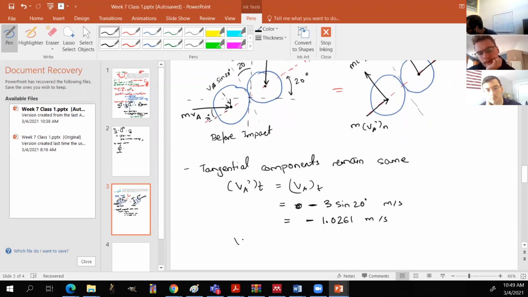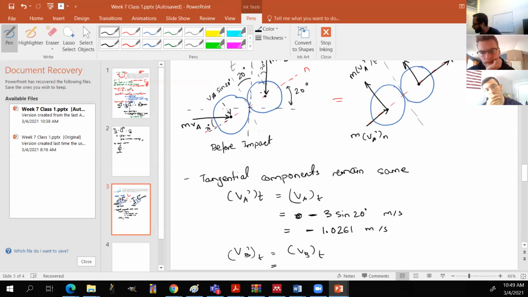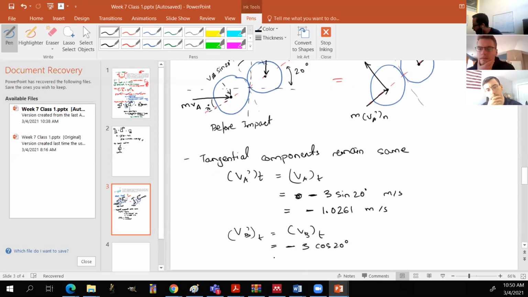All right, similarly, for VB prime tangential, it's going to equal VB tangential before impact. Again, this one is going to be negative, right? And remember that this angle here is equal to 20 degrees. So this is going to be minus 3 cosine 20 degrees. That ends up being equal to minus 2.8191 meters per second.